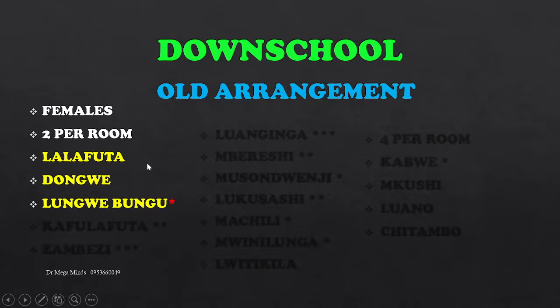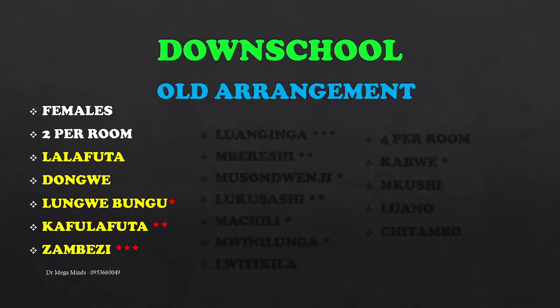Now we have Lungwebungu, Kafulafuta and Zambezi. I hope I got the spelling correct; it should be like Lungwebungwe. But where you just see Lungwe something, and something has already clicked in your mind, you can see stars. Like in the document I made for you on basic first year necessities, the basic requirements you need as an incoming first year.